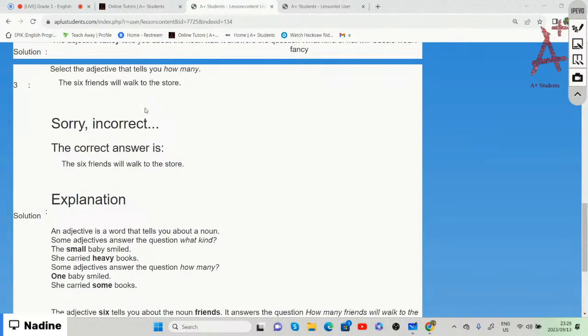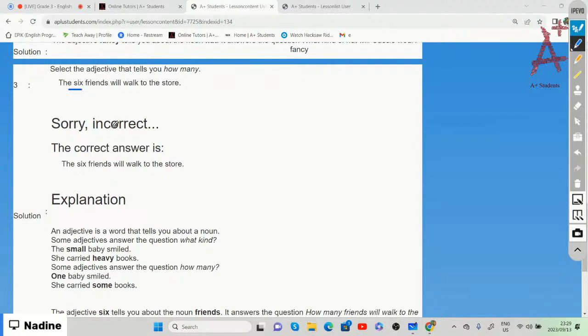So if we select the adjective that tells us how many within that sentence, we will select six friends. So how many friends will walk to the store? Six friends will walk to the store. So six is an adjective and it tells us how many friends will walk to the store. So how many? Six tells us how many.